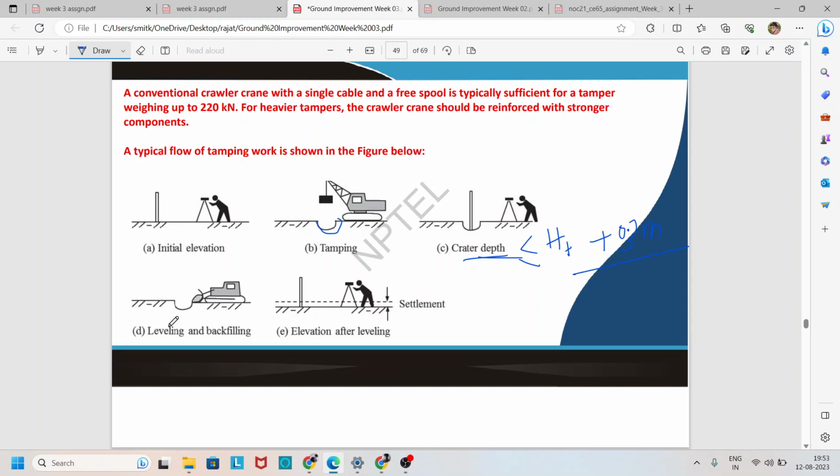And then after every step, we again measure the elevation of the ground, and by this differential or subtraction, by measuring the difference between the initial elevation and after doing the compaction, we can find out the settlement of the ground. How much the ground has settled after the deep dynamic compaction?